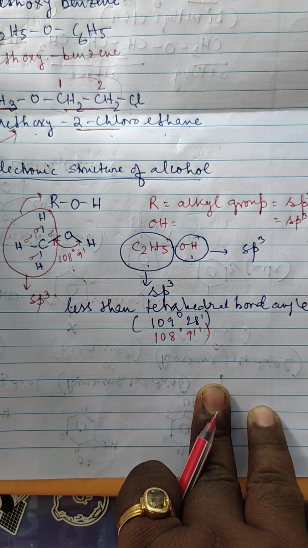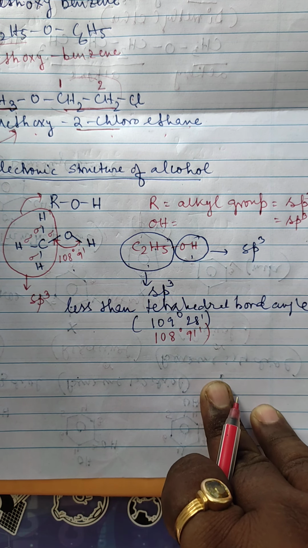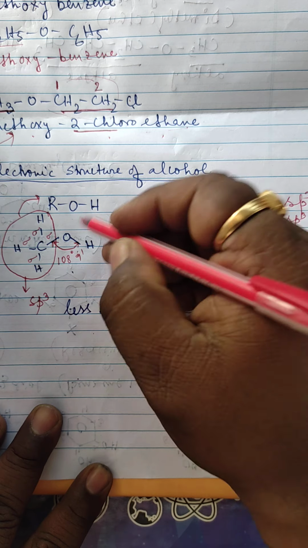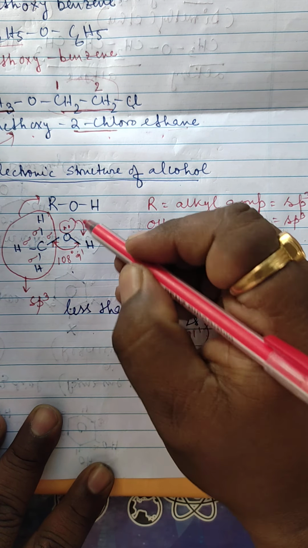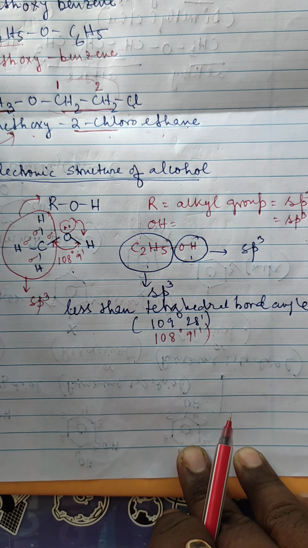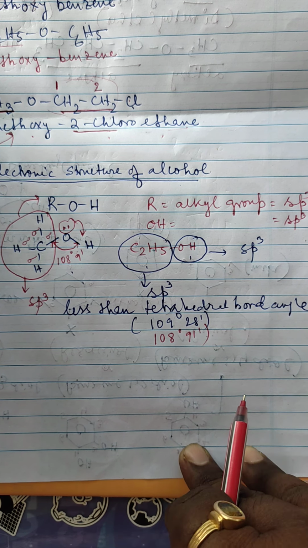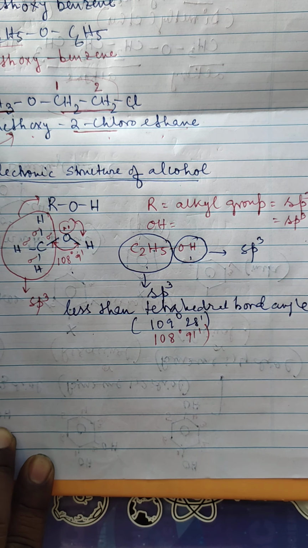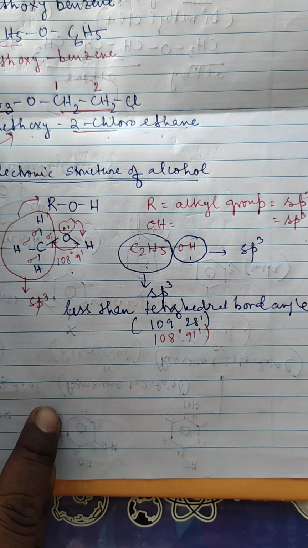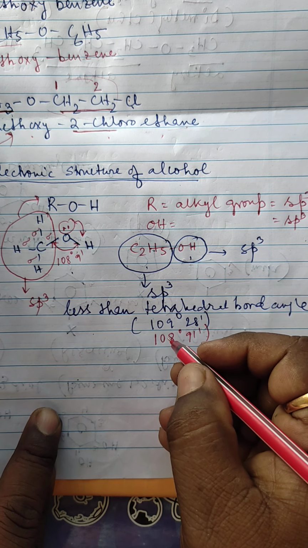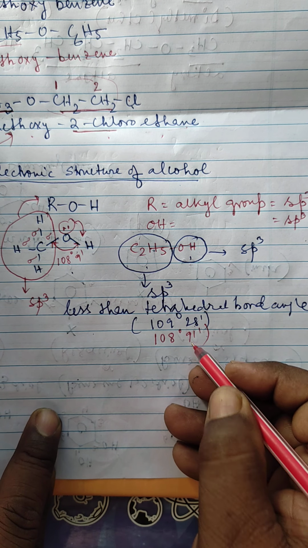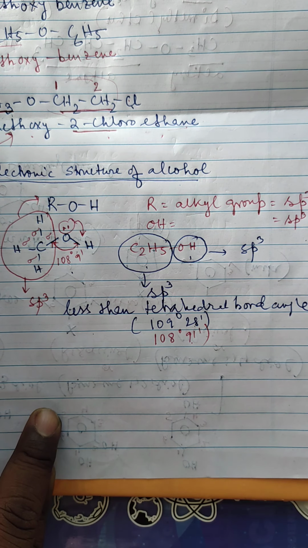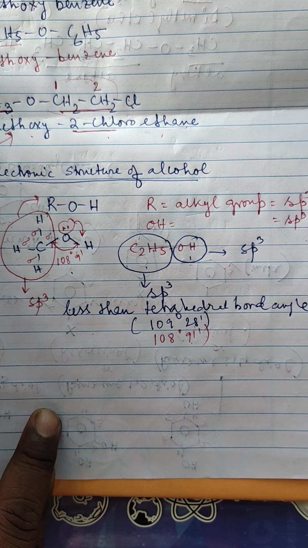It is because of the repulsion between the lone pairs of electrons present on oxygen. See here, oxygen has lone pairs of electrons. These lone pairs cause repulsion, and because of this repulsion the bond angle is decreasing. It is a bit less than the tetrahedral bond angle of 109 degrees and 28 minutes. This lone pair of electrons causes a decrease in the bond angle.